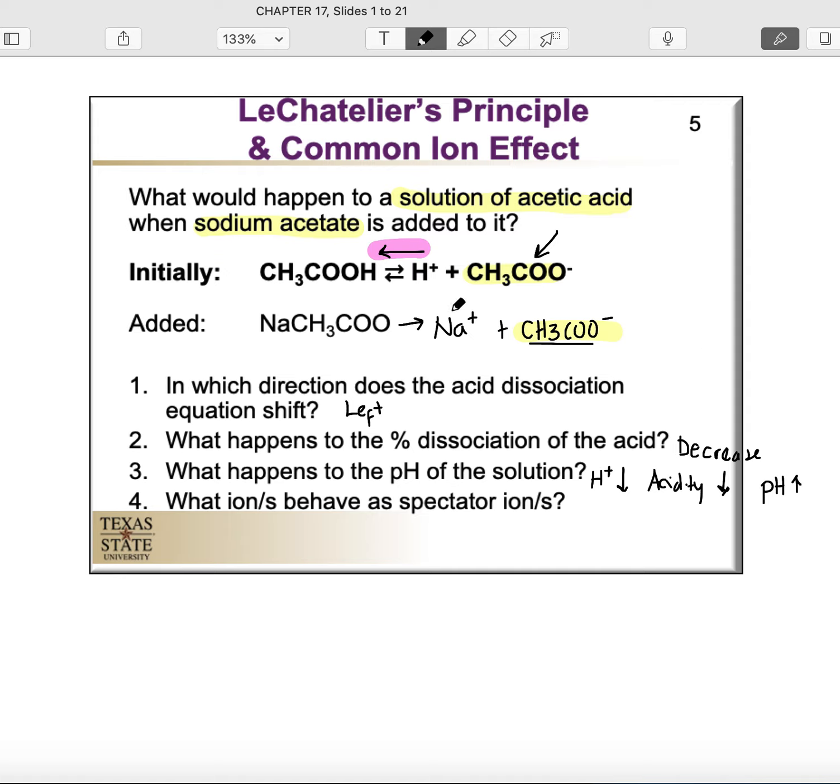Now, what ions behave as spectator ions in this whole process? The sodium ion right here, which came into the solution with the salt, has no effect on the equilibrium because it is not part of the equilibrium. So that sodium ion is what we're going to call our spectator ion.